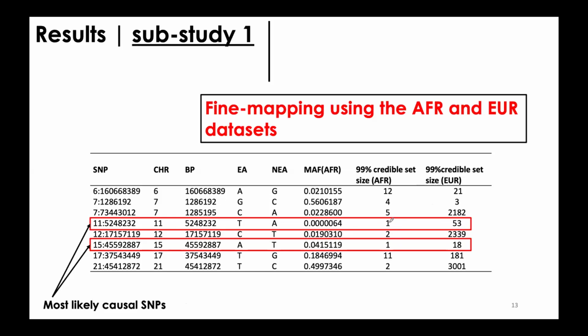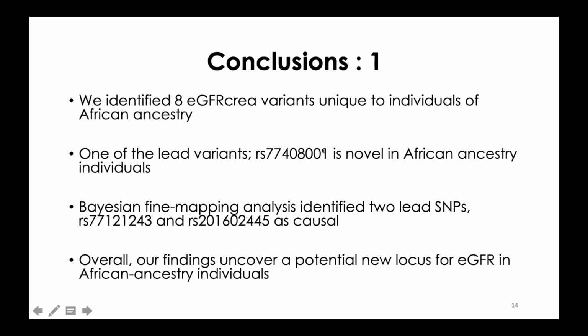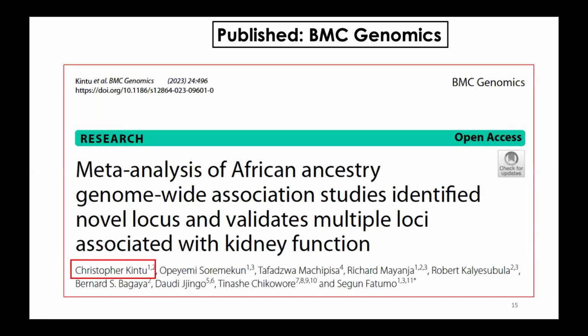But for purposes of this presentation, I highlighted the ones that had only a single credible set size. So to conclude that first part, we identified 8 EGFR variants unique to individuals of African ancestry. And one of those lead SNPs is novel in the African individuals. And Bayesian fine mapping analysis enabled us to identify 2 lead SNPs that we concluded were causal. Overall, these findings enabled us to uncover a potential new locus for EGFR in African ancestry individuals. This work was published last year in BMC Genomics.